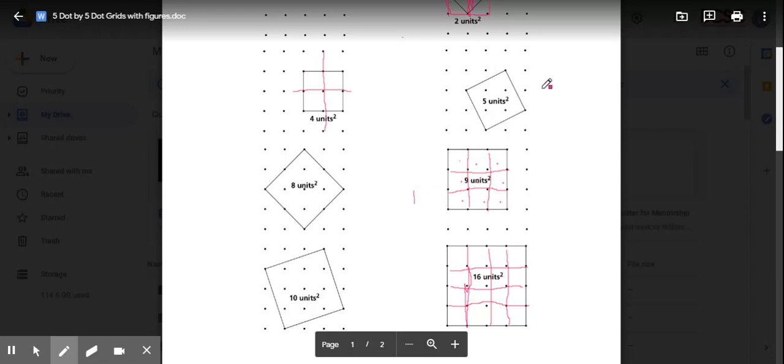Okay, so now let's prove that this is 5, because it's not as easy to see that this is 5 units squared. So I'm going to draw around the outside. And a reminder on finding the area of a triangle. The area of a triangle is base times height divided by 2.